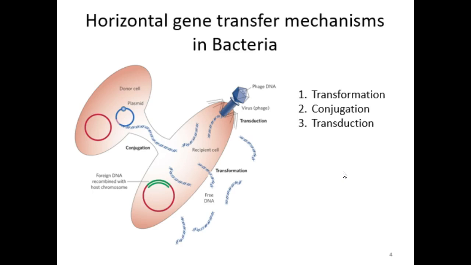Transformation means that the recipient cell is taking up naked DNA from the environment. The source of that naked DNA had to have been a previous donor cell that died and lysed and released its DNA into the environment. Recipient cells that are able to undergo transformation have to be able to detect this naked DNA, attach to it, and then take it up and recombine it into their genomes in order for it to actually transform or genetically change the cell.